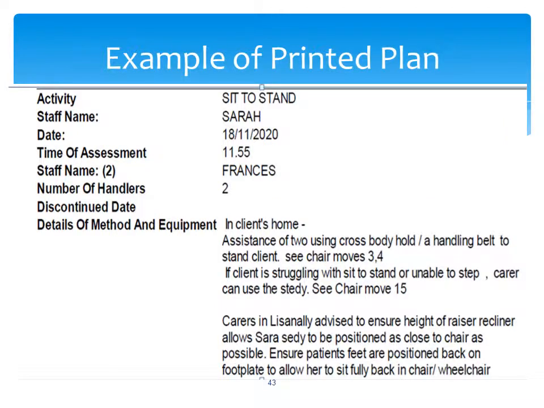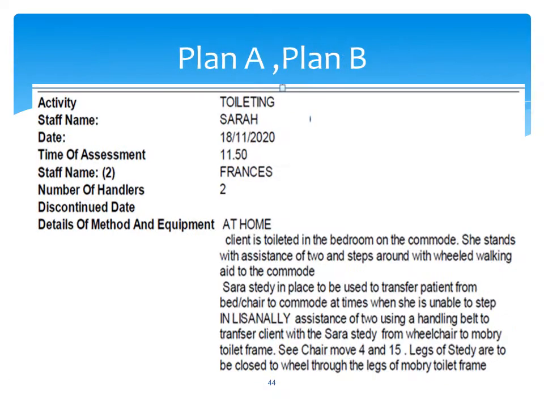This is another example of a printed plan for sit to stand, but in this case the details of the method and equipment show two different outcomes. One relates to working with the patient in their own home and the other when they are in Listen Alley. This one shows again two different plans for the same patient, one at home and one in Listen Alley for toileting. Similar situation can occur when there are two different plans for a home situation, and that will depend on how well the patient is on a particular day.